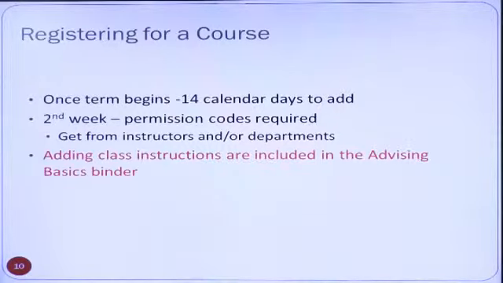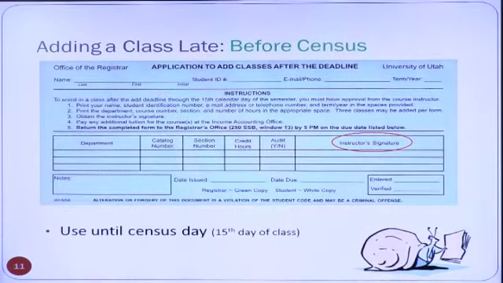So these are just the important dates that students need to be aware of when they want to add a class. If they need to add a class before the census date, they need to get a green late add form. This is picked up in person in our office downstairs at window 13, the registration window. They need to have the instructor's signature in order to get into the class. And this is after that second week and before the census deadline.